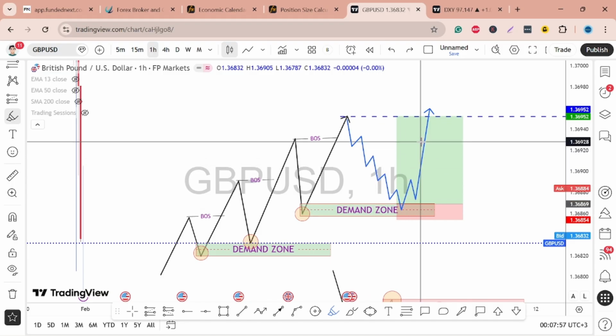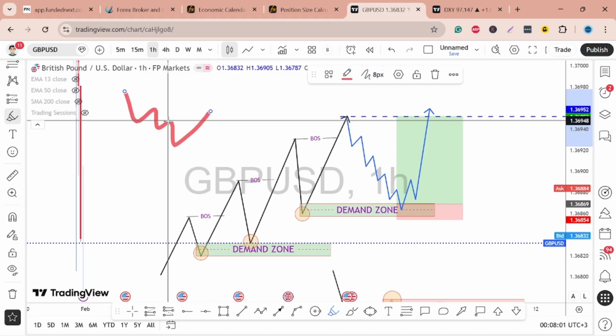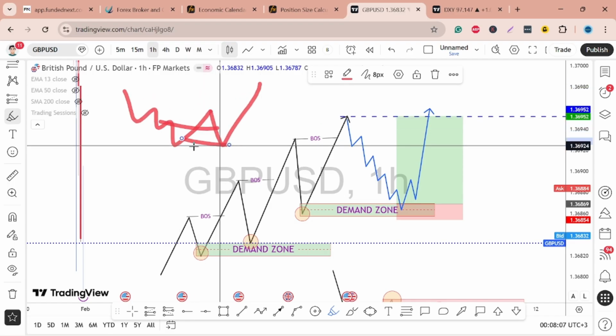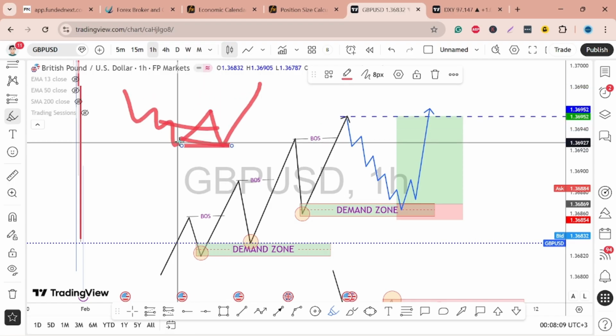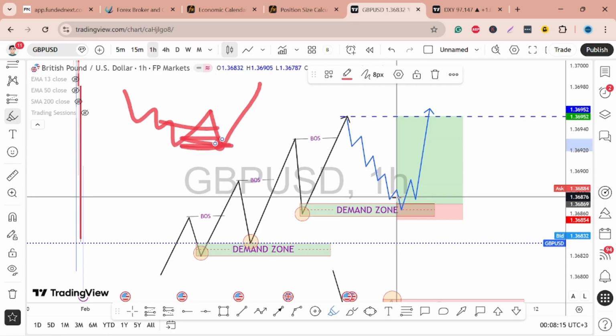And how do you know that this is happening? So the market will do like this. You will have a break of the last lower high, then the market pulling back, then the market creating a lower time frame demand zone. This should be your entry point, and this is what has happened here.